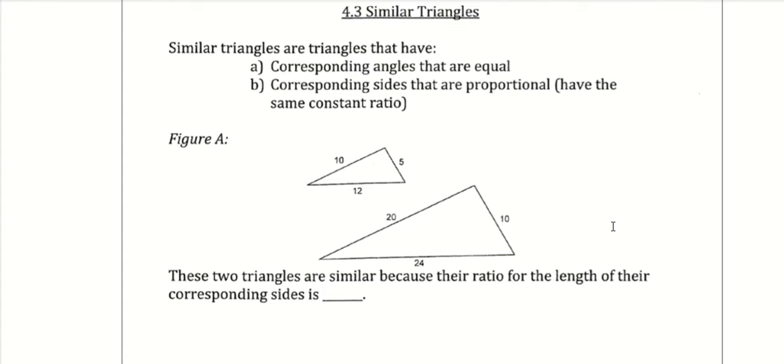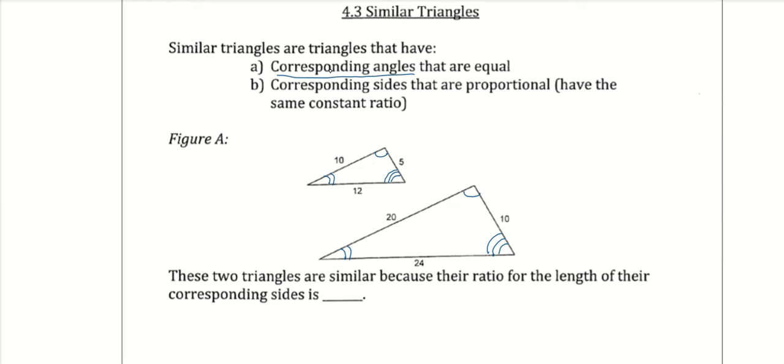Similar triangles are triangles that have corresponding angles that are equal and corresponding sides that are proportional, which means that they have the same constant ratio. The word corresponding angles just means the angles that are in the same spot. I'm outlining them here. We would see that these would all be equal because they are all in the same spot. I know that these are similar triangles, that's why I'm drawing these in.